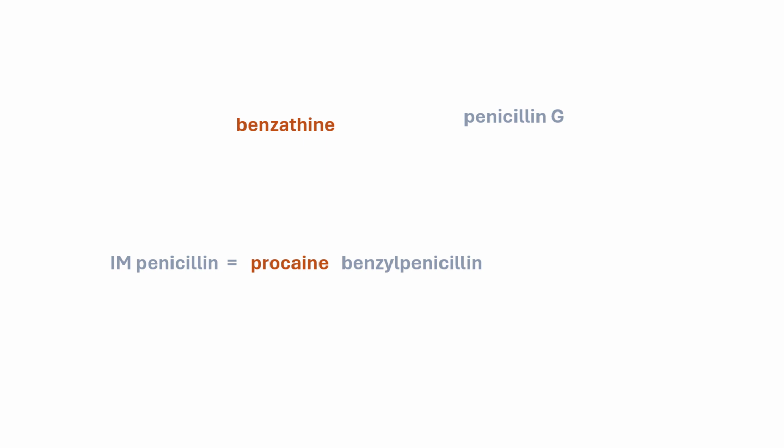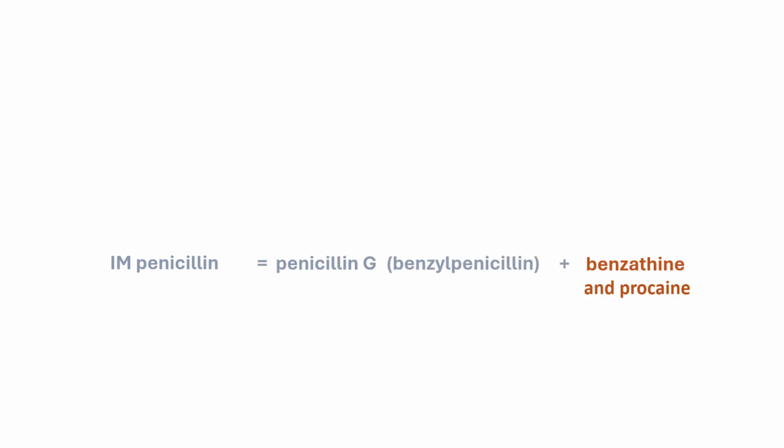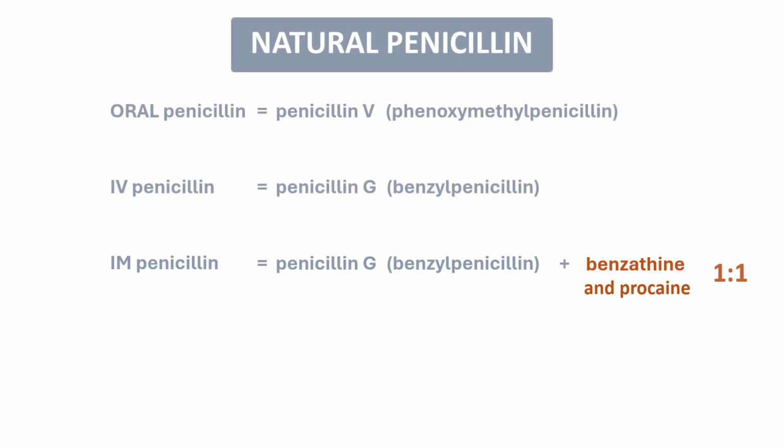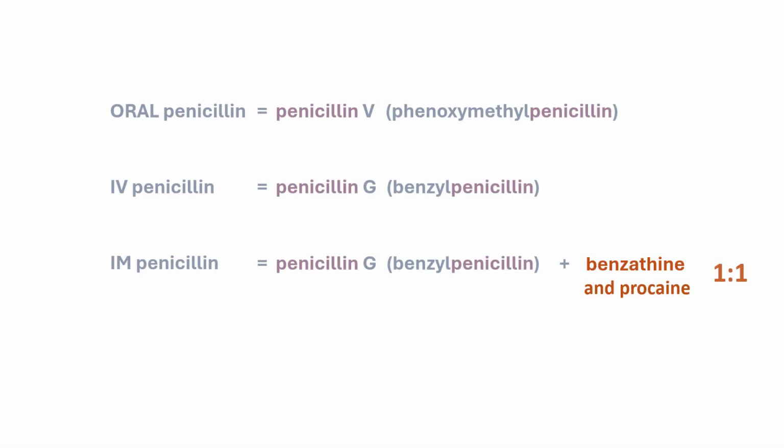Actually, in many formulations, there is an equal mix of both procaine and benzathine. But regardless of the name and the formulation, this is all just natural penicillin. And all these versions have the same exact spectrum because they have the same active ingredient, right? So don't let these different names confuse you. If you can't memorize all of them, don't worry, you don't have to. Just notice that all of these names contain the full word penicillin.